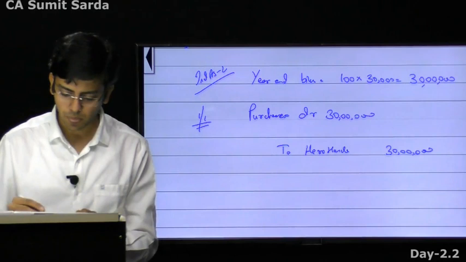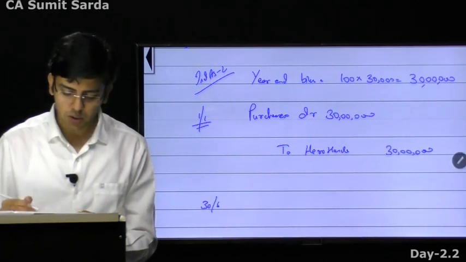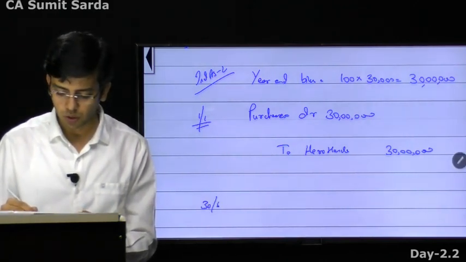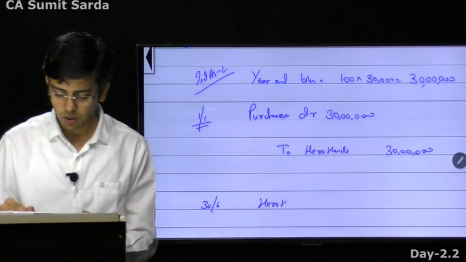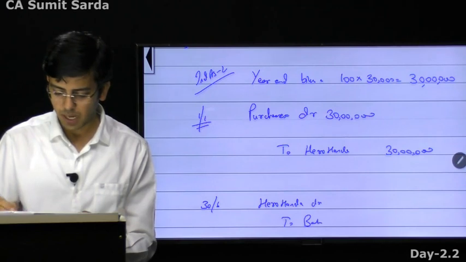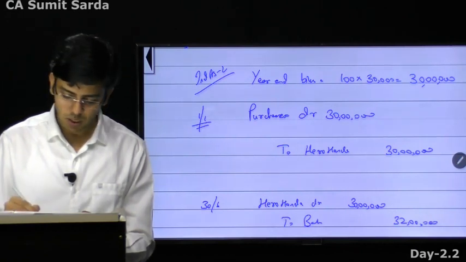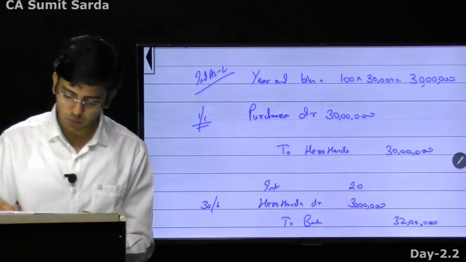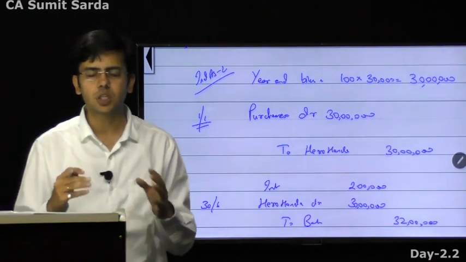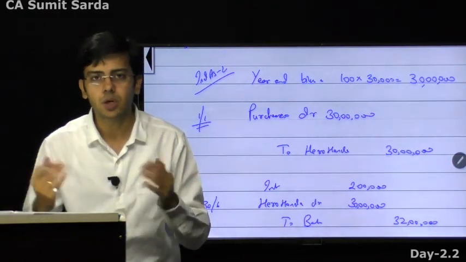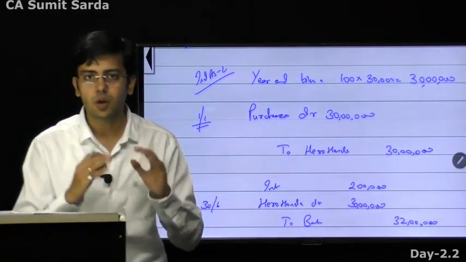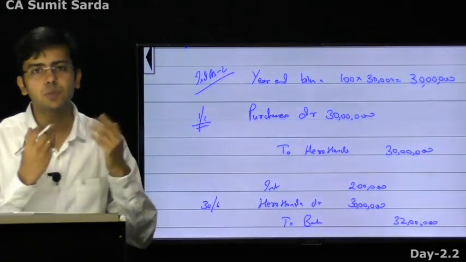Calm down, I'll tell you. You have to pay after 6 months. So it is 30th June. So on 30th June we'll do Hero Honda account debit to bank. Now 30 lakhs are in the books of Hero Honda. What I'm paying is 32 lakhs. This is in the nature of interest. 2 lakh rupees are in the nature of interest. It is kind of 6 months interest that the company is charging me because I'm paying 6 months later. So if I'm going to pay 6 months later, I have to pay 6 months interest.